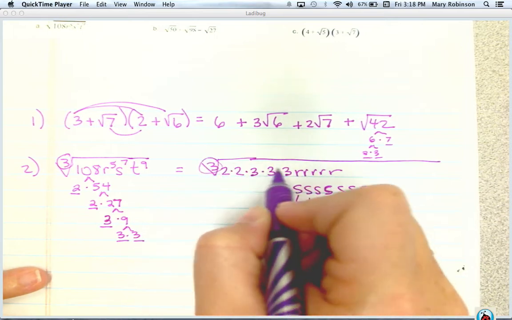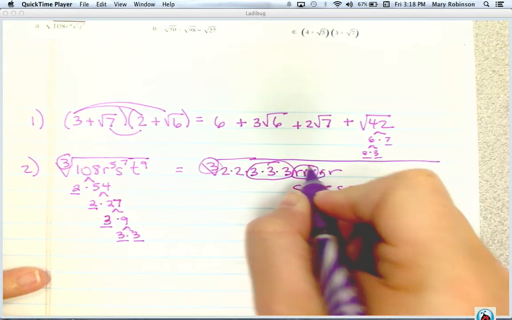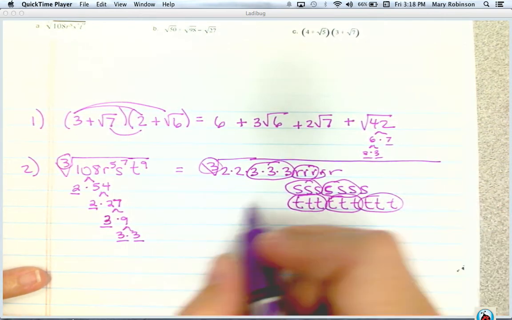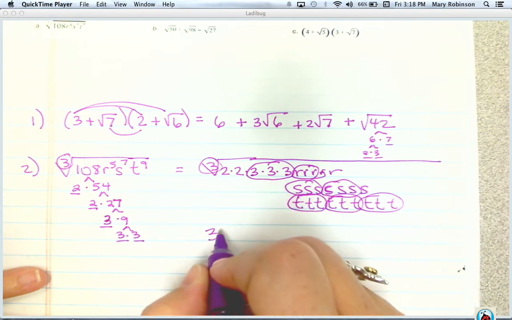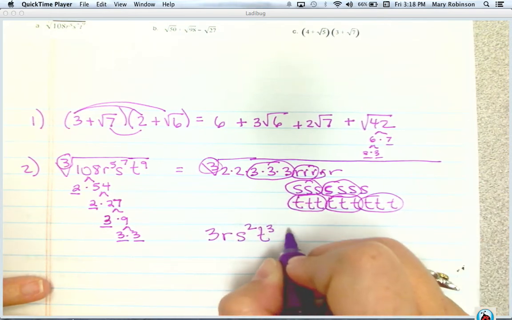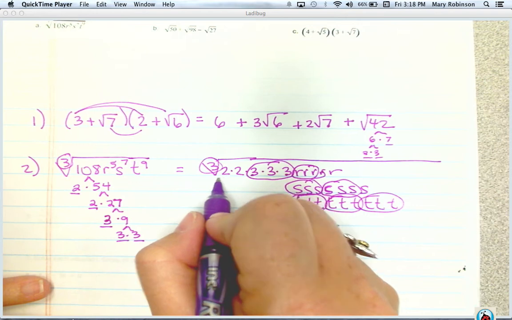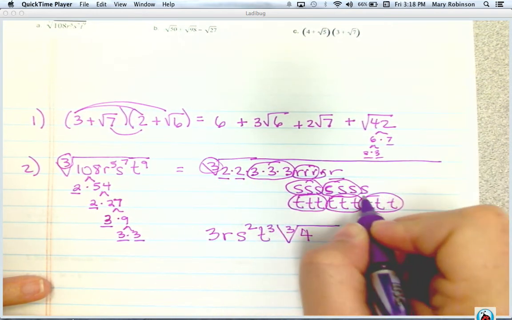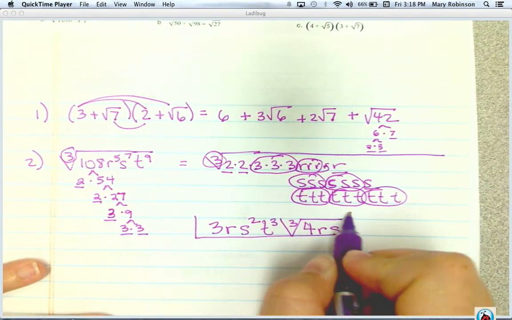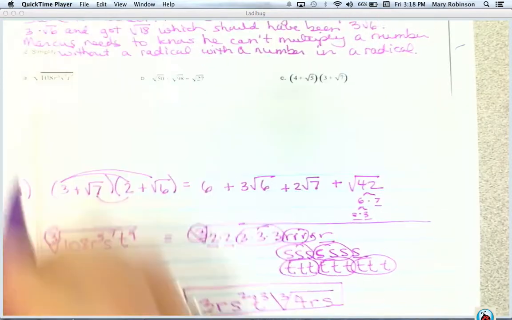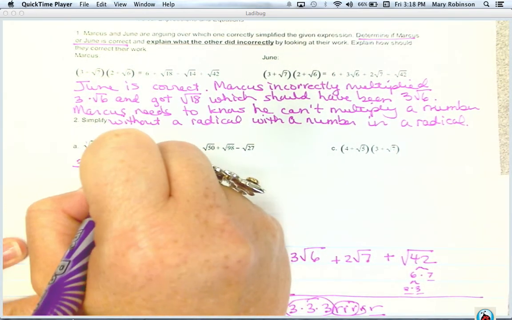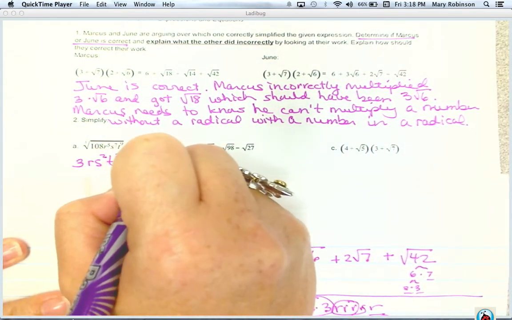And then again, our index is 3, so we want to circle 3 of the same factors. So how many groups we can form. So that means we can have a group of 3s, 1 group of R's, 2 groups of S, and 3 groups of T's. And let's see what's left. 2 times 2 is 4, and an R and an S is left. So that would be our final answer. So write it up here: 3RS squared T cubed cube root of 4RS.